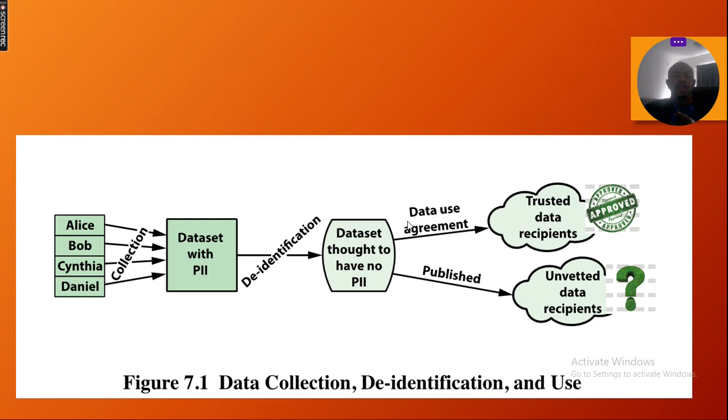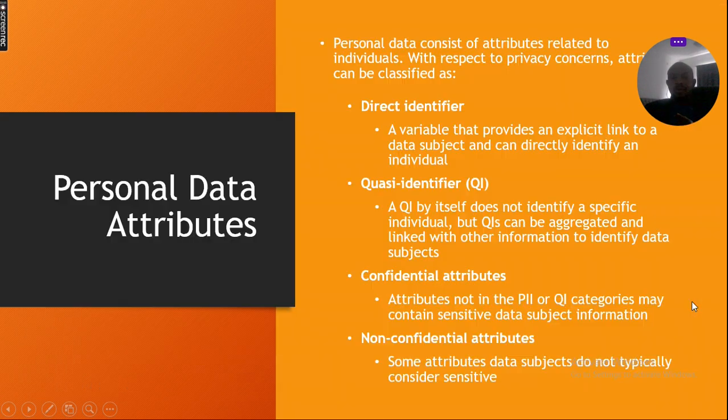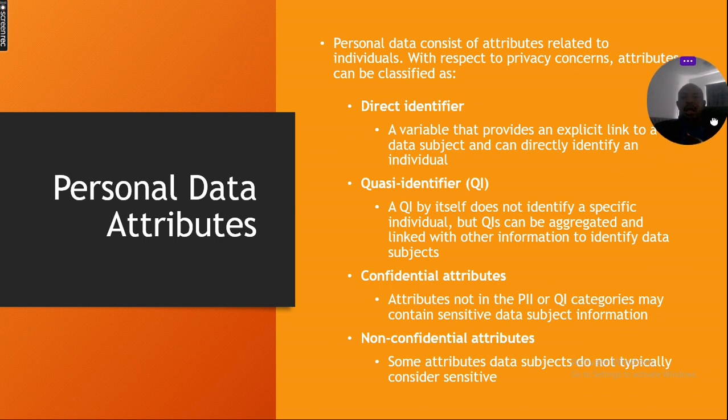So this figure is showing data collection, de-identification, and data usage. Okay, let's go quickly. We have a lot to do. Personal data attributes. Let's take a look at data attributes. There are about 4 different attributes that are used with data that are related to individuals. Personal data consists of attributes related to individuals, right? With respect to privacy, attributes can be classified into 4 categories.